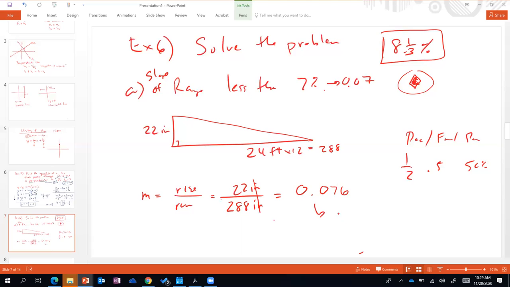So this converts to 7.6%. We're above the 7, and now we've got to hire a construction company to come in, destroy that, and make it a little different.